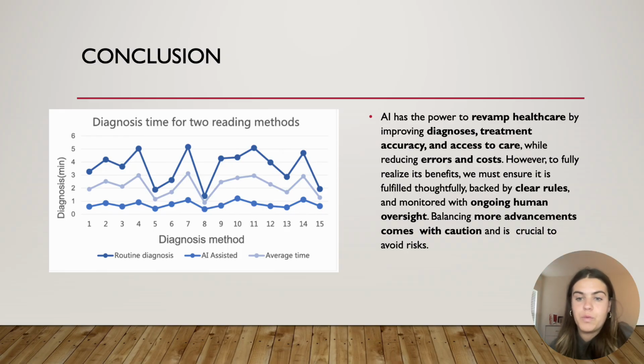Conclusion of my whole research in AI and healthcare. AI has the power to revamp healthcare by improving diagnosis, treatment, accuracy, access to healthcare, and surgeries, hopefully while reducing errors and costs. To fully realize its benefits, we must ensure that it is fulfilled through clear rules and kind of make sure everyone knows what would actually be going on, and monitored still with ongoing human oversight. Balancing more advancements comes with caution and is crucial to avoid risks.